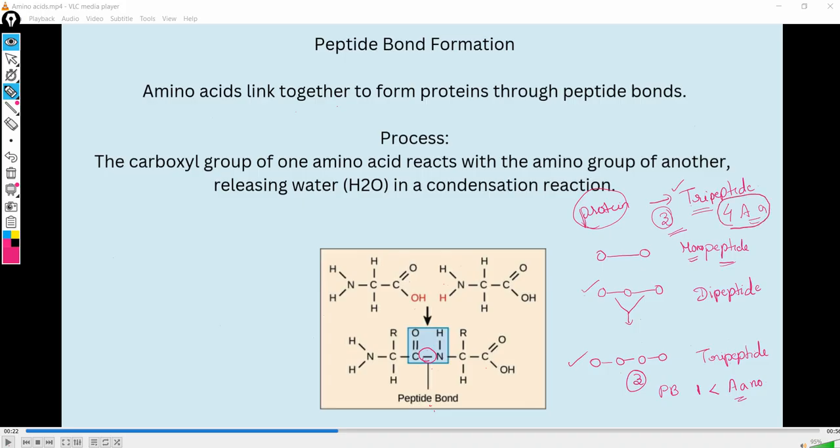Clear? And this is one of the crucial points you should remember in the topic of peptide bond. For instance, I have told you, further you can learn more clearly. Right? That's up to you. Hope you all understood this one.